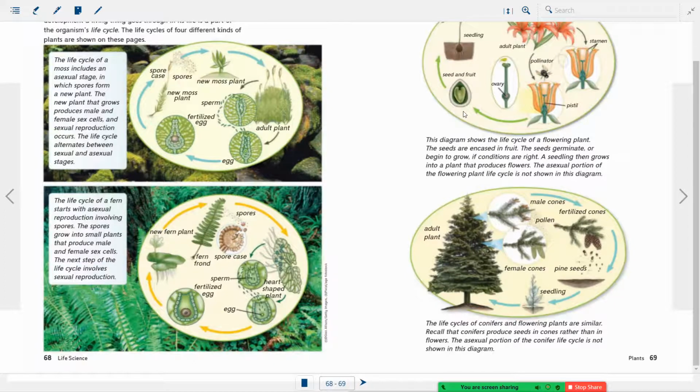The life cycle of conifers and flowering plants are very similar. Remember that conifers produce seeds in their cones rather than in the flowers. So that portion of the conifer life cycle is not shown over here.